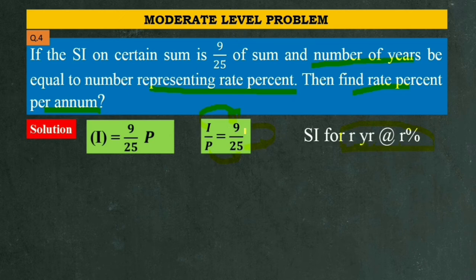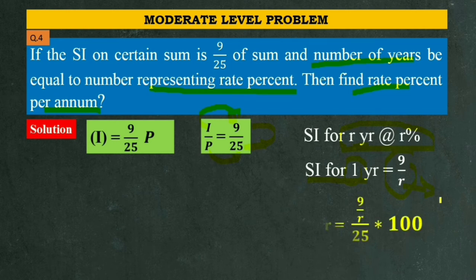As we know the value of I, that is SI, equals 9, we will simply calculate the SI for 1 year. So we write SI for 1 year equals 9 by R, as the SI is 9 and we have to calculate it for 1 year, as this value becomes 1. So SI for 1 year equals 9 by R, as R represents the rate percentage. Now after doing this process, it is very simple to solve the problem.